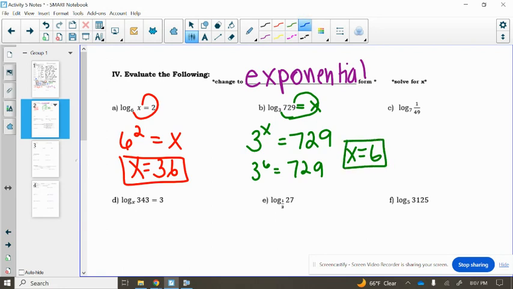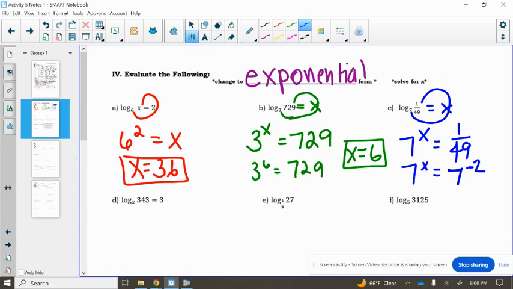For the next one, again, think about this as equaling x. If I want to evaluate this, I'm going to take 7 to the x power equals 1 over 49. Well, reminder that if we rewrote 49 as a base of 7, this would be to the negative second power. So our x value this time is going to be negative 2 to get those to match.